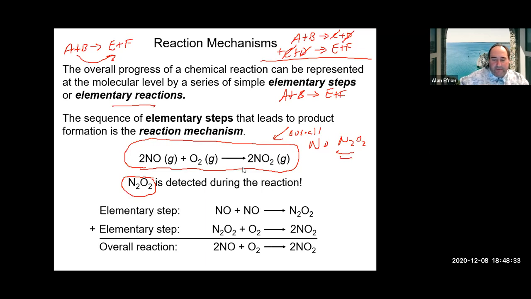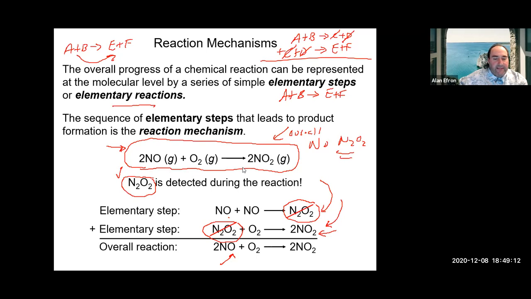One plausible explanation is that it occurs via these two individual steps, which are referred to as elementary steps. One explanation is maybe two NOs come together to form that N2O2, which is why it can be detected when this reaction takes place. But then very quickly, that N2O2 gets used up and forms our product. If we were to add these reactions together, we would end up with N2O2 disappearing, and we do end up with the overall reaction that we were looking for in this case.